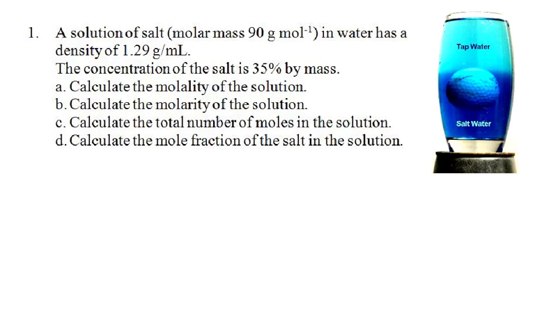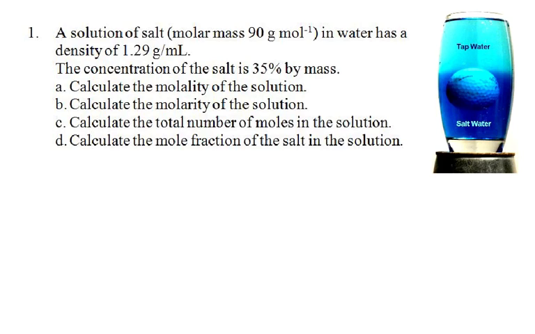I picked 3 problems from the study questions. You have the answers to the study questions in your study guidebook, or you can go back onto our website and look for the answers. Now, it says here a solution of salt. It says the molar mass is 90 grams per mole. So this salt is not normal table salt, because table salt is sodium plus chlorine, and if you add those 2 together, you would get about 58.45 grams per mole. So this is some other salt.